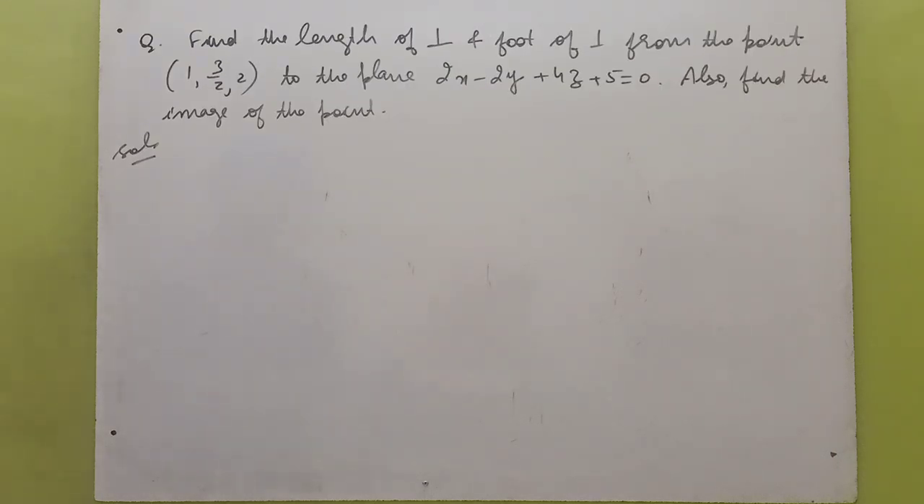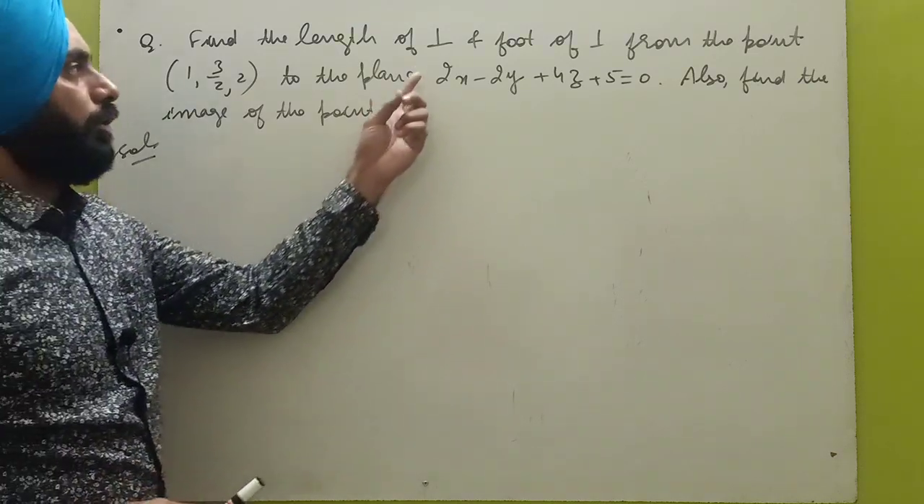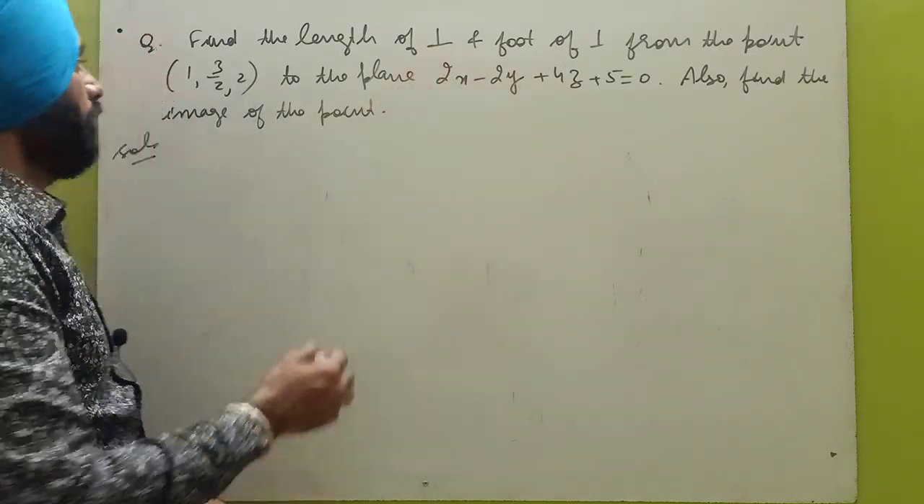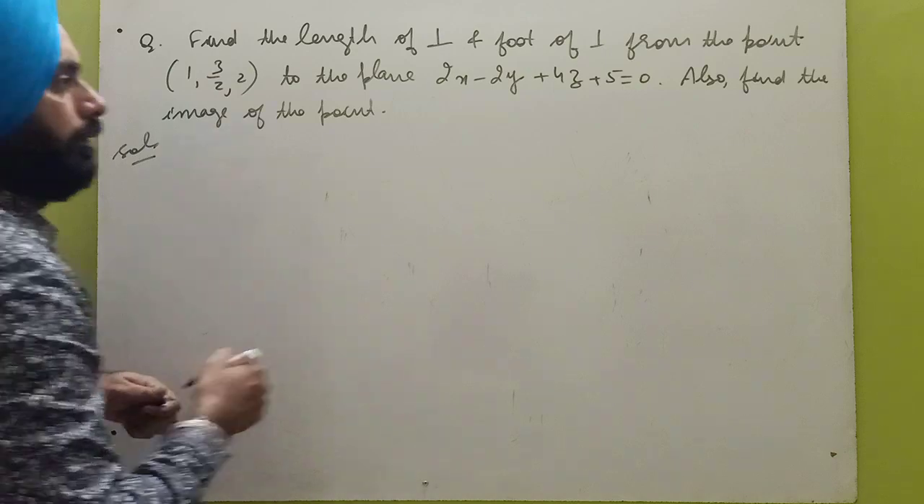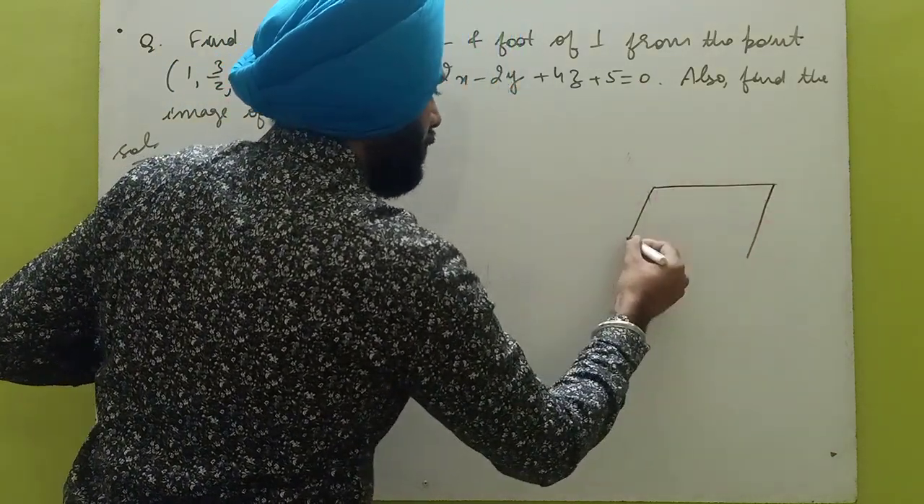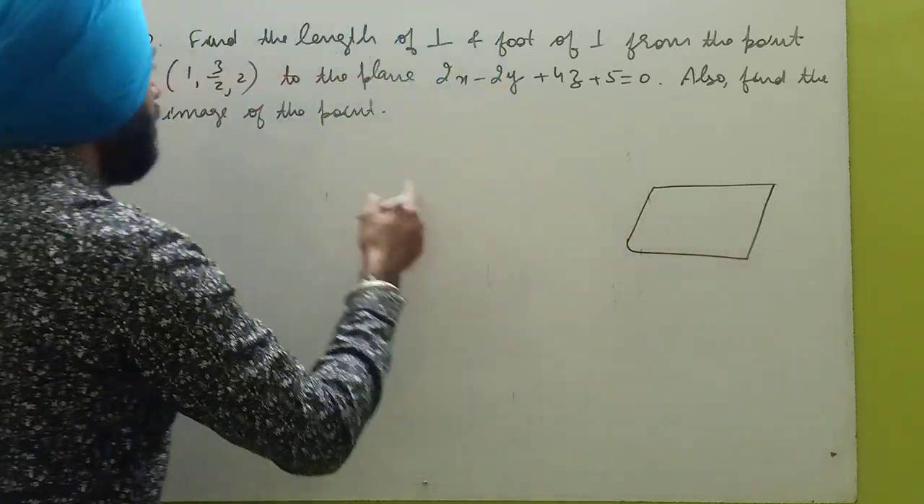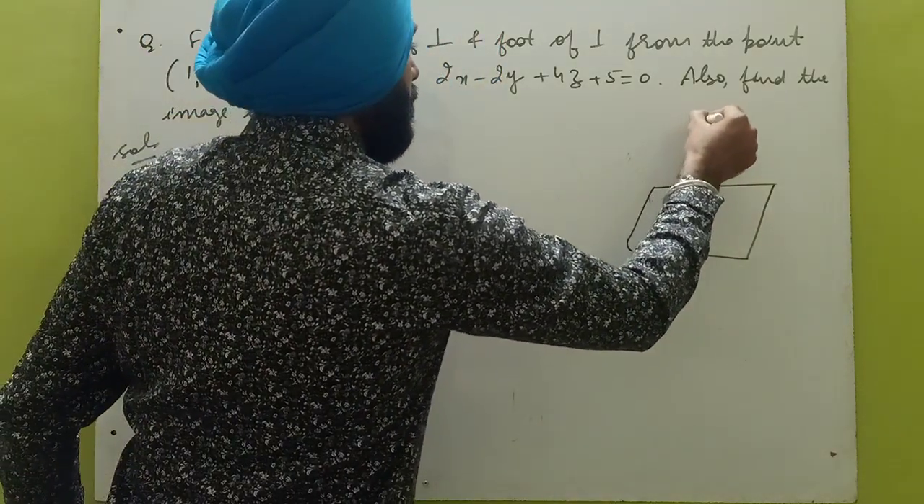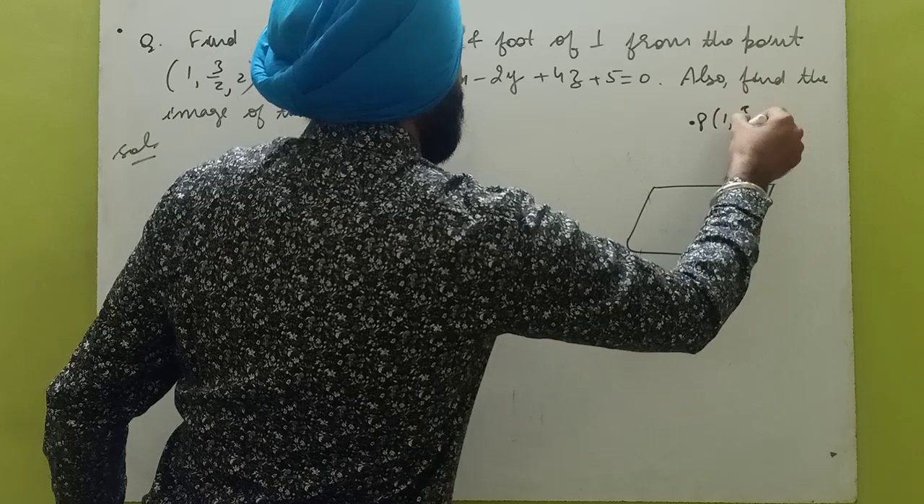Now there is a very important question. Find the length of the perpendicular and the foot of the perpendicular from this point to this plane. Also find the image. Let us take this is a plane which is given, and there is one point. Let us take the point P as (1, 3/2, 2).